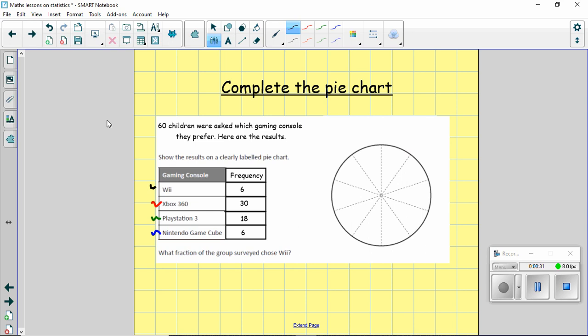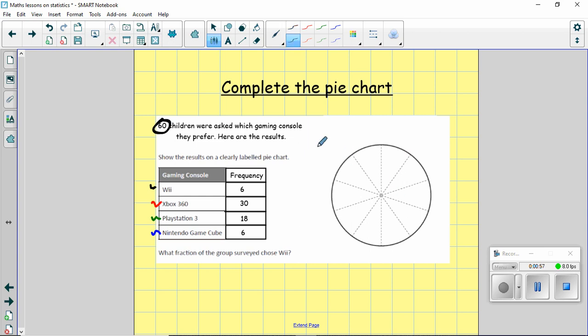I've got a question here. It says complete the pie chart. 60 children were asked which gaming console they prefer. Here are the results, and it says show the results on a clearly labelled pie chart. Now I've got a pie chart here and it's got 1, 2, 3, 4, 5, 6, 7, 8, 9, 10 sections. So what I need to do is first of all work out what each section is worth.